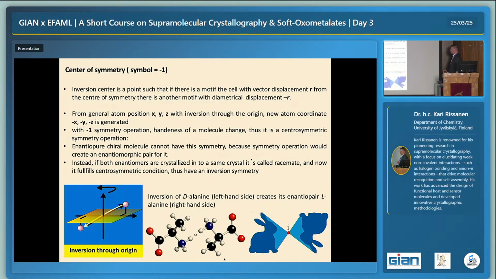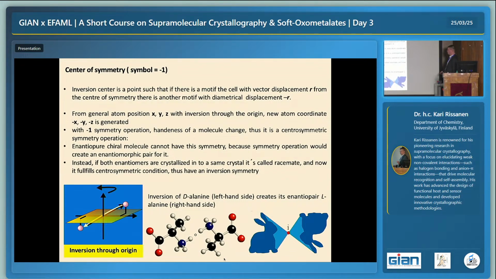And here, this is the cartoon way of showing it. So we have a coordinate set here. Here we have x, y, z. Now this is the origin here, and then we have the center of inversion here, and then we have a new atom here, which is -x, -y and -z. And this is inversion. Here is the D-alanine, left-handed on this side and right-handed on the other side. There is a center of inversion. This is D and this is L.